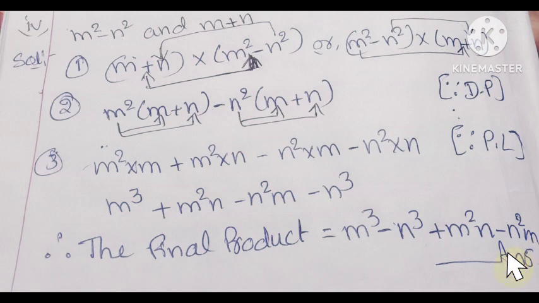So directly, how to write the final answer? This one only. Product of these two binomials, we will get this answer. What's the answer? m cube minus n cube plus m square n minus n square m. This is the final answer. This problem solution is over.